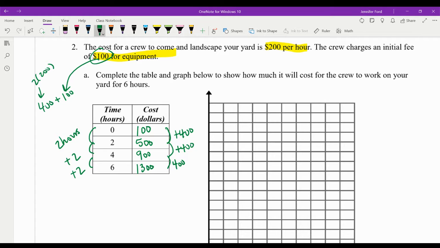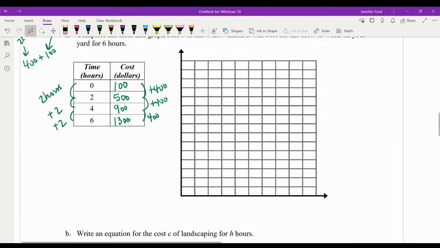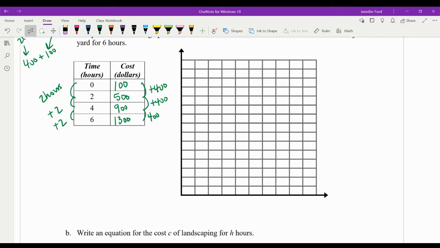So the graph 0, 2, 4, 6. Probably the same scale as last time is going to work for us. The time in hours, this is the x. That's the y. That's the x-axis. That's the y-axis. It's always like that. And it's because the x is the independent or the input variable. Input variable always goes on the x-axis, the horizontal axis. That's just how we do.